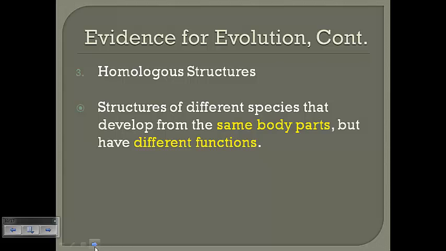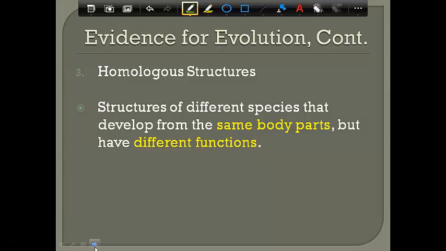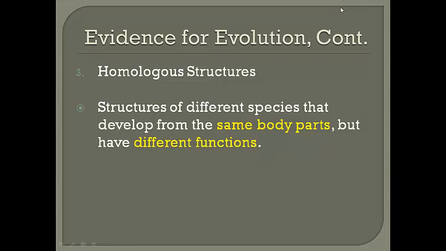Third piece of evidence for evolution and common descent is something called a homologous structure. Now, homologous structures are found in different species, but they've come from the same body parts. And notice I highlighted that for you. Okay, I want to make sure that you know this distinction because there's other ones coming up that'll be similar to this. So they develop from the same body parts, but have different functions. Those are the key parts of that definition. Now, this might not make much sense until I give you an example. So after you write this definition down, let's go to the examples.